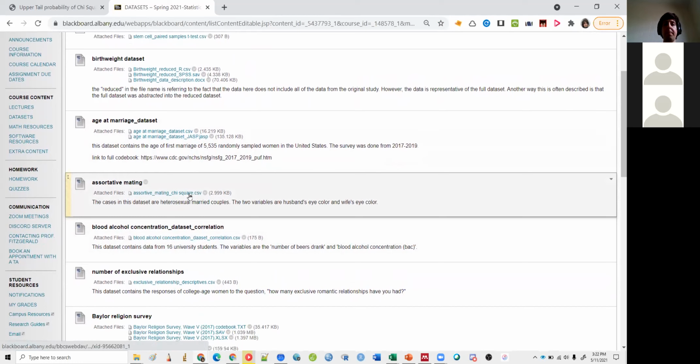The data set gives you a little bit of what's called a précis, an explanation of what it's about. It tells you that it consists of data from heterosexual married couples, and there are two variables. One is the husband's eye color, and the other is the wife's eye color. So let's look this up together.